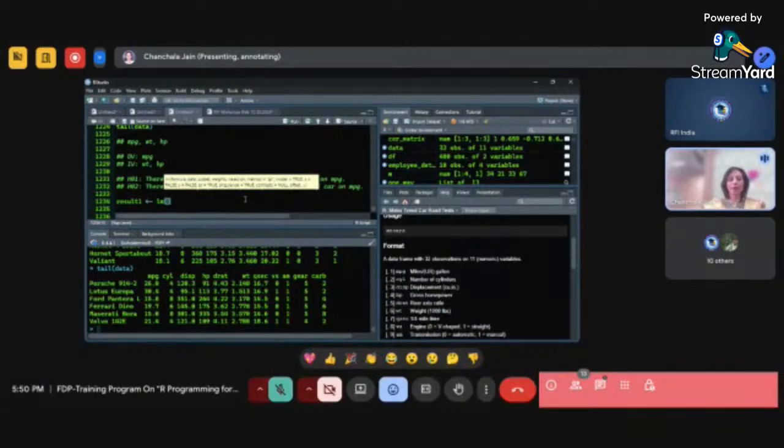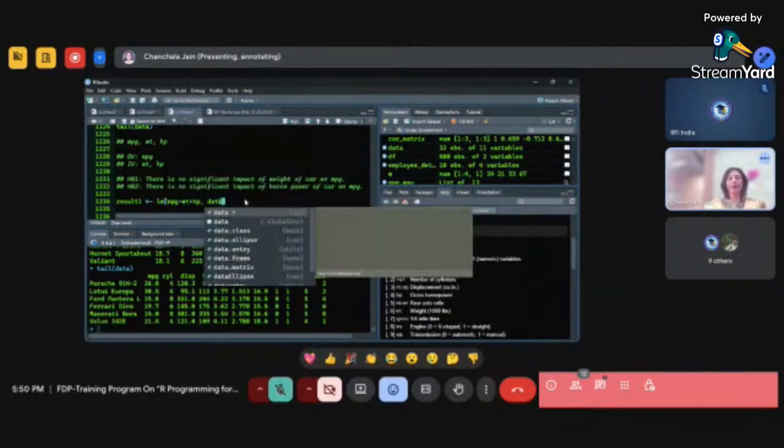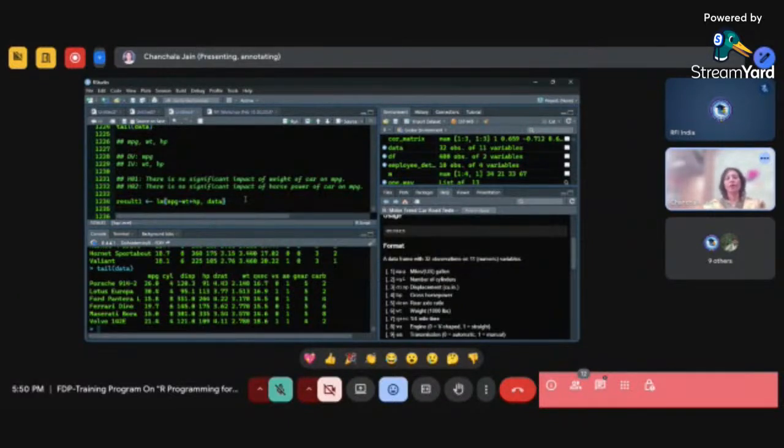Inside this, you need to pass the name of your dependent variable first, which is MPG. Then tilde sign I'm using here, and then I need to pass all my independent variables, that is WT, and these will be separated by the plus sign, right? And I stored my data set into the data object, so I am giving the data as the name of my data set. Is it fine?